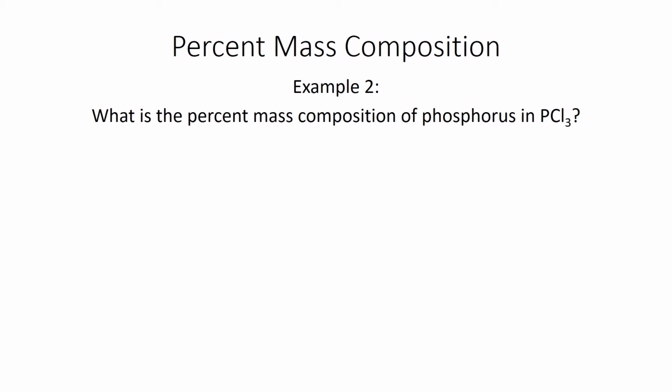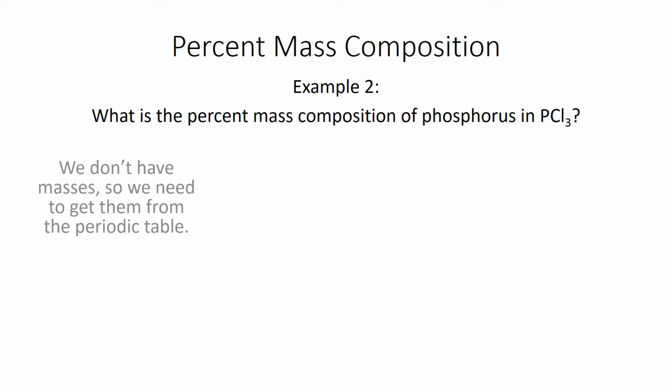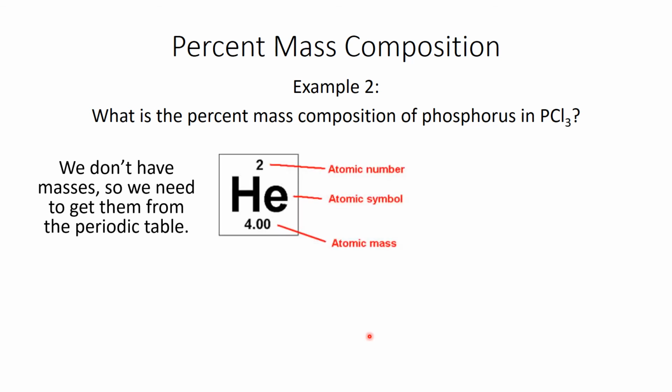Because all phosphorus trichloride molecules are the same, you'll get the same mass percent for 1 atom or 2 atoms or 3 atoms or 12 atoms or a million atoms. So we can just pretend that we have 1 atom of this substance, and it's going to be the same percent mass composition no matter how many atoms we have. So like I said, we got to look at our periodic table. Here is the periodic table block for helium, and as we can see, we need to look at this number at the bottom to determine our mass.